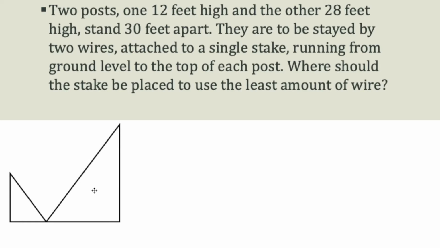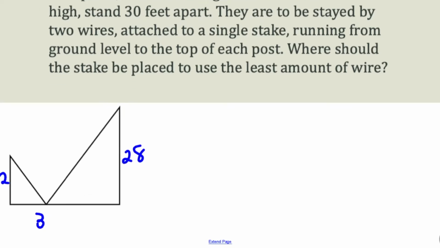On our diagram, the left-hand side is going to be, which you could draw it the other way if you really wanted to, doesn't really matter, our 12-foot pole. This will be our 28-foot pole, and they are 30 feet apart. I'm going to write this a little bit lower. You'll see why in a second. There's a stake in the middle holding up the wires that are holding those poles up. So the question is, where should the stake be placed to use the least amount of wire?